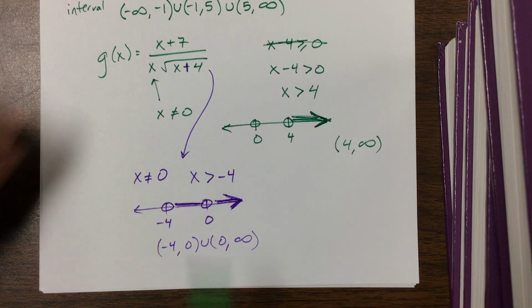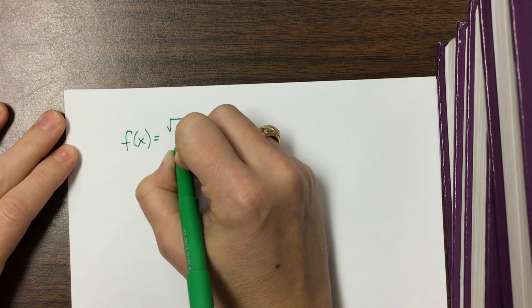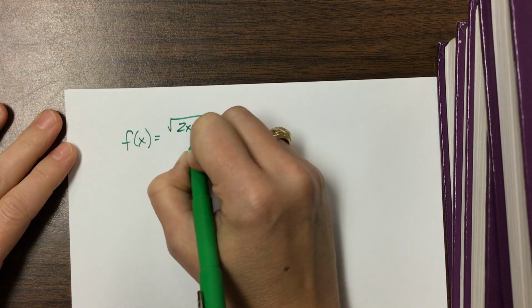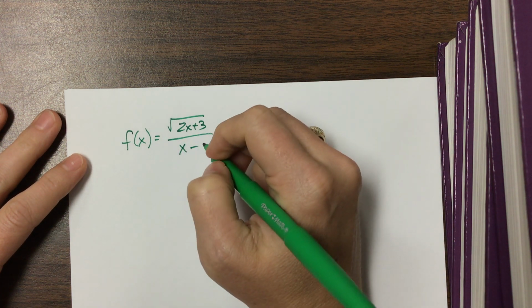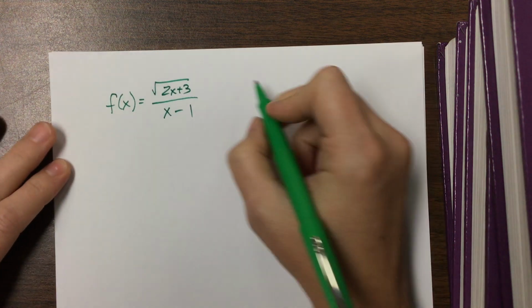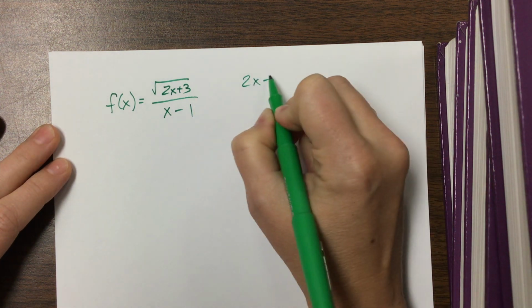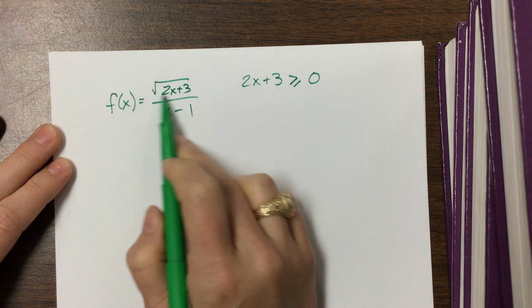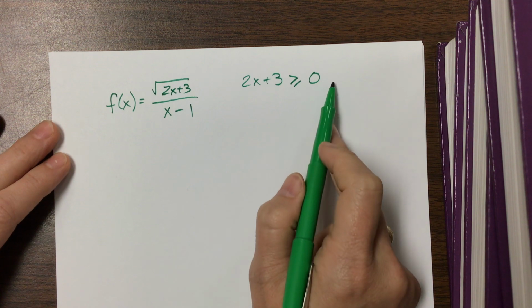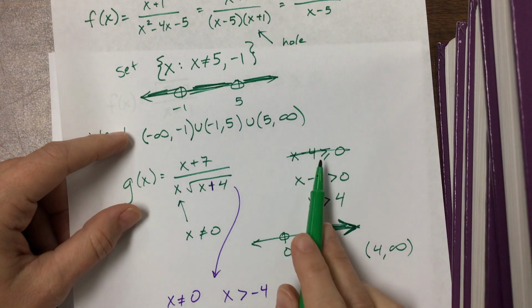Let me do one more. How about another clean sheet of paper? What if I say something like f of x is equal to the square root of 2x plus 3 divided by x minus 1. I'm just making something up. On this one, we have to consider both things. Since the radical is not in the denominator, I just need the 2x plus 3 to be greater than or equal to 0. The square roots, typically, we just say greater than or equal to 0. The only time we don't put that equal sign, remember back here, it was in the denominator.